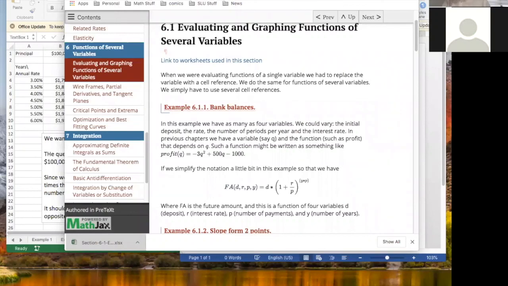Good morning. Today we're looking at section 6.1, evaluating and graphing functions of several variables. This video will look at the first several exercises.